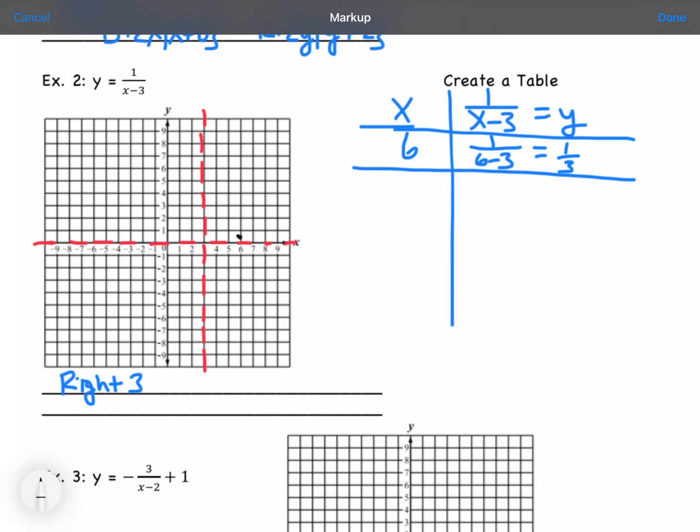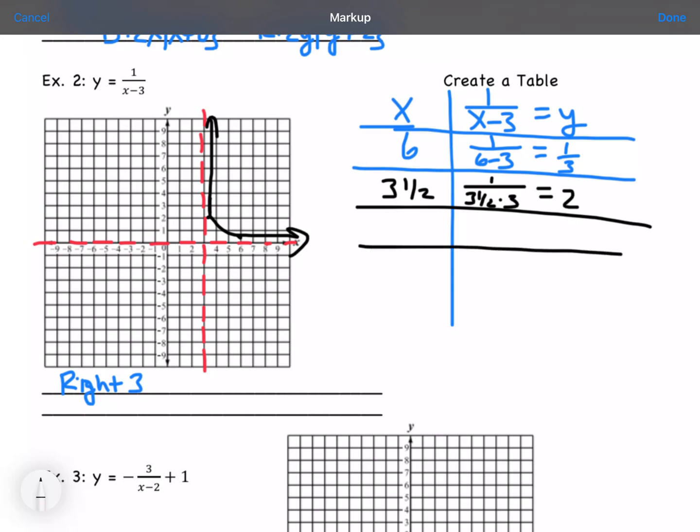As we move closer to the asymptote, so if we pick 3.5, 1 over 3.5 minus 3, that's going to be 1 over 1/2, or 2. So you can kind of see when we are 1 away from the asymptote, it starts to go up. So we're kind of like this, and like that. And then the other side is going to look the same way.